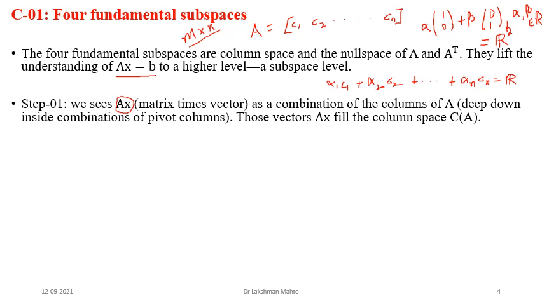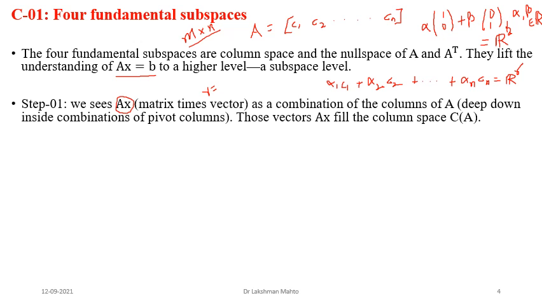So the dimension of this one would be just capital R to the power small r, where r is the rank of the matrix. So this is the concept, and that's where column space is coming. Because you people could not understand column space, I told you several times about column space.